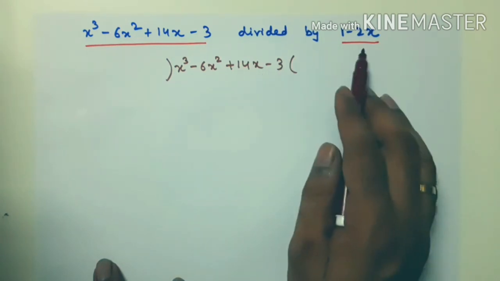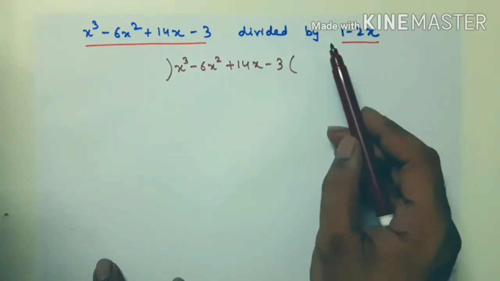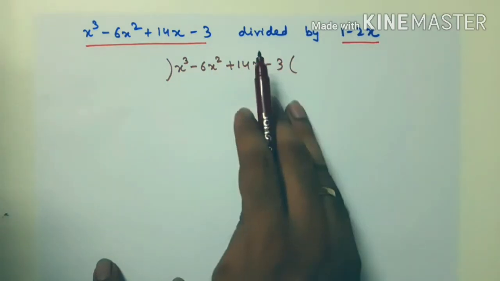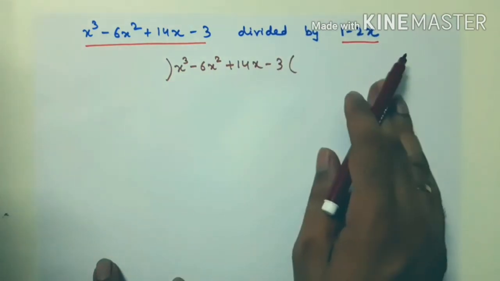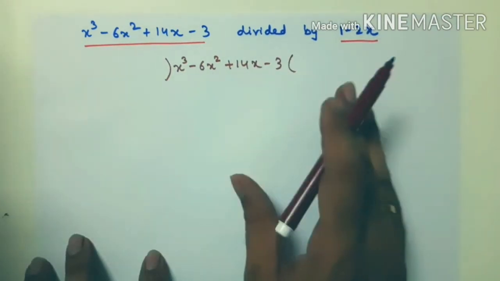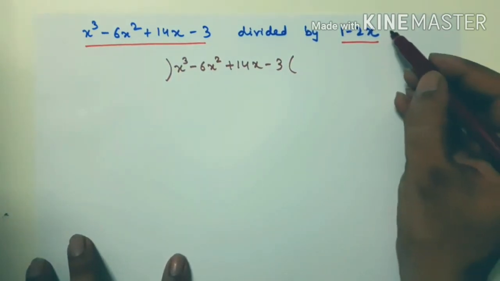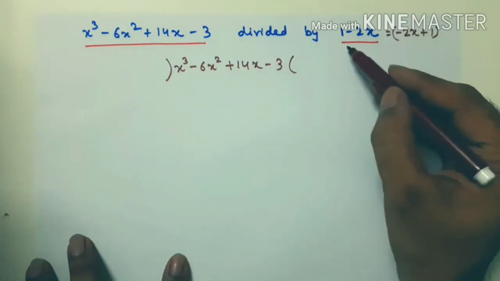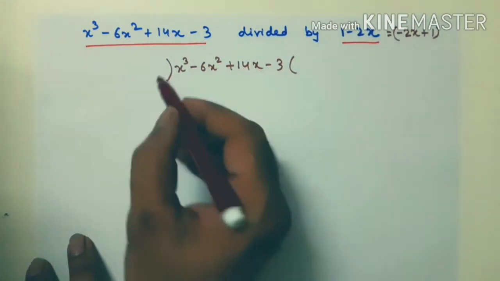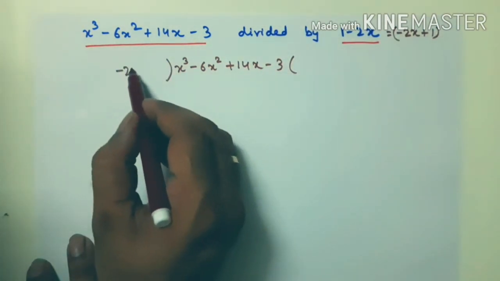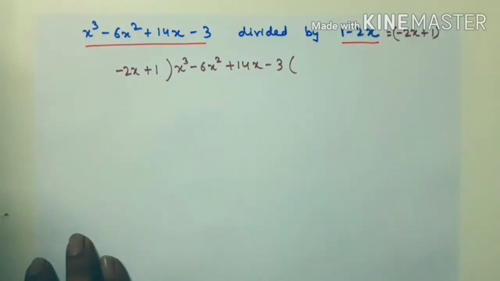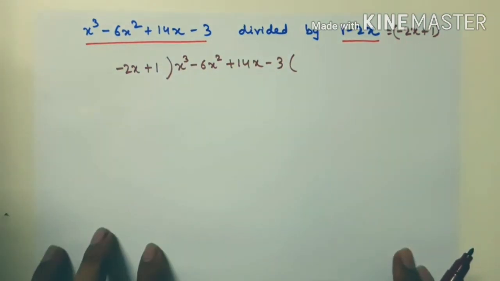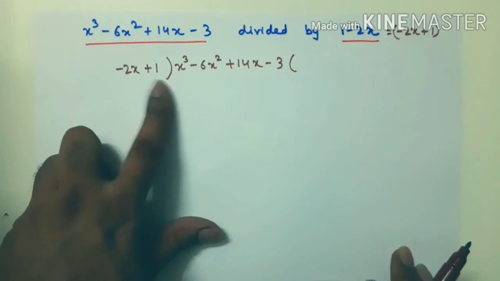But the problem here is the divisor, we can see here we have 1 minus 2x. So first we are having a constant, that is without x, and then we are having x. So we have to arrange it first. So 1 minus 2x, we can write it as minus 2x plus 1. So 1 minus 2x is same as minus 2x plus 1. So we will put here minus 2x plus 1. Then only we will start the division. So this is the most important thing, it should be in the decreasing order.